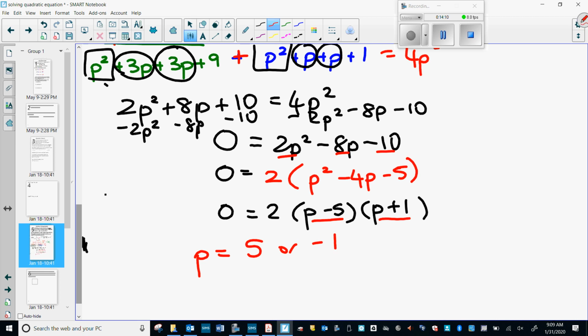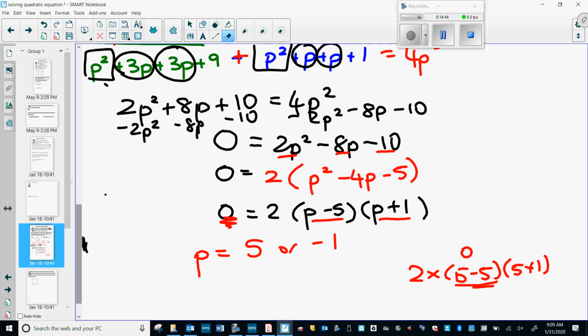Now that's what I said here, the 2 has no effect, because in order for it to be equal to 0, these things are being multiplied together, yes? The 2 is never going to be able to be 0. Because remember, what we're saying is that 2 multiplied by 5 take away 5, multiplied by 5 plus 1, and because that is 0, it makes the whole thing 0. I don't get why p equals 5 and negative 1.